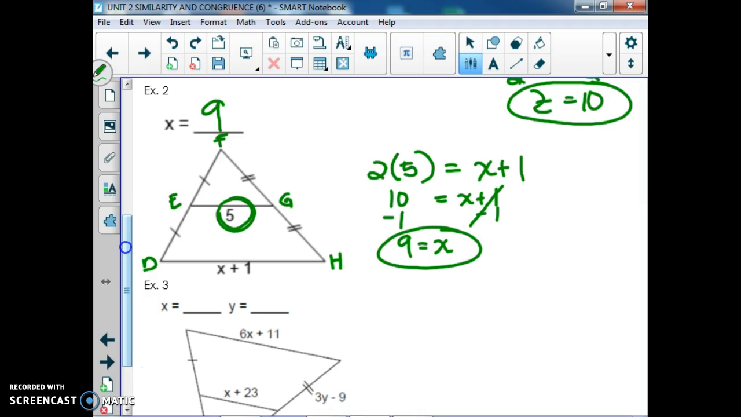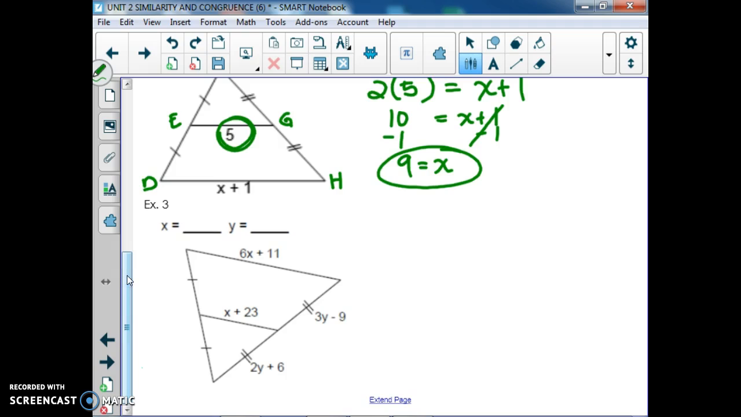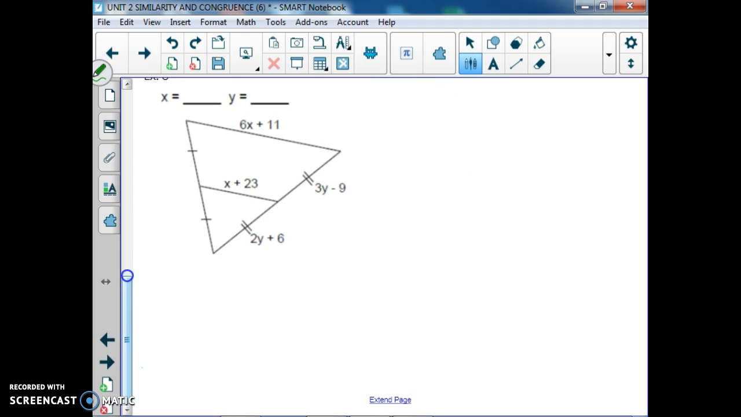All right. And this last problem here, we want to find the values of x and y. Let's identify where our midsegment is. This is the midsegment. See, it divides each side into 2 equal parts. And it's going to be half the length of this side. Or like I said, you can think of it vice versa. This side is going to be twice the length of this side.